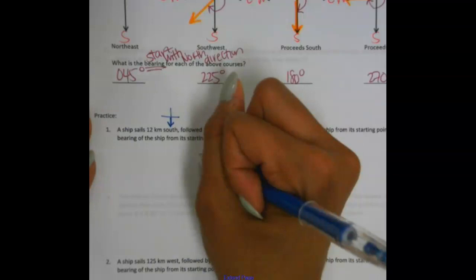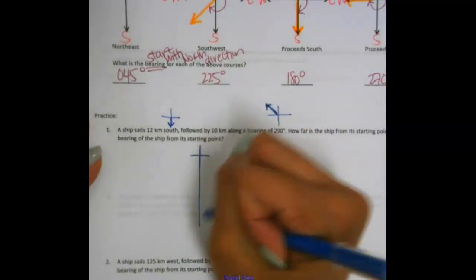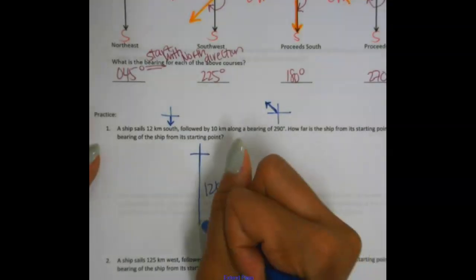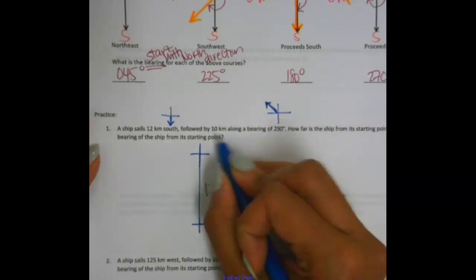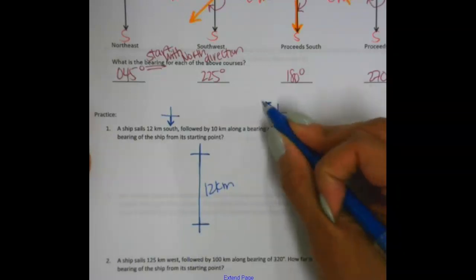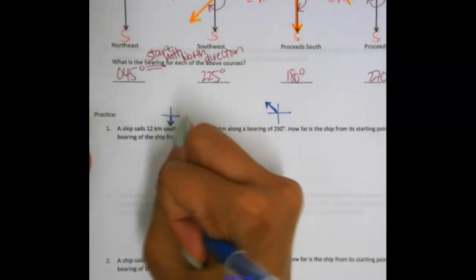So what I tell my students to do first, don't draw anything yet. I'll do it with you in a second. We're going to draw our compass first. Don't draw anything. And from here, we're going to go south 12 kilometers. Give me a nod or shake. Are you okay with what I just did? South 12 kilometers. The next part said followed by. So followed by means you're going to change direction. So I'm going to draw another compass. And this one's now going to go along a bearing, 10 kilometers, along a bearing of 290 degrees. So from here, I'm going to go out to the left like I have. So I'm just going to shoot this out about 10 kilometers.